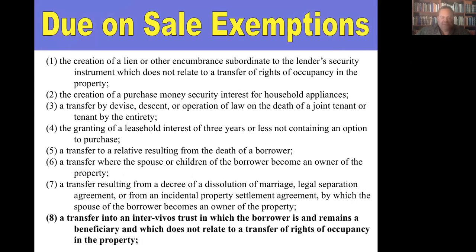Now, there's an exemption in federal law. There's 8 exemptions where a lender may not enforce a due on sale with these types of transfers. So one is the creation of a junior lien. 3 is the death of the borrower. Number 4 is a lease of less than 3 years, not containing an option, which, by the way, lease options do trigger a due on sale. A lot of people don't know that. The lender doesn't find out, most likely because it's not recorded. And number 8, a transfer into an inter vivos trust, a living trust, in which the borrower is or remains a beneficiary, and which does not relate to a transfer of occupancy rights.